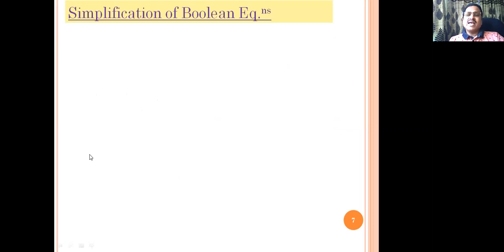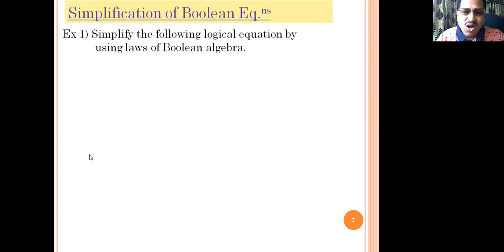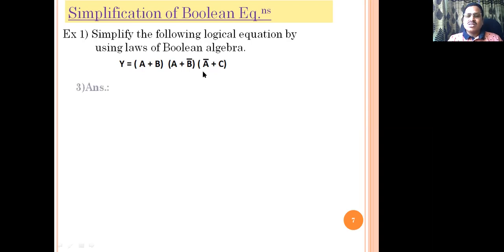Is this clear? Then we'll go for simplification of equations by using all these Boolean laws along with one more law or a theorem that is known to you, De Morgan's theorem. A first example here is simplify the following logical equation by using laws of Boolean algebra. Y equals to A or B. In between nothing means there is an AND operation. Second term is A or B bar and third term is A bar and C.